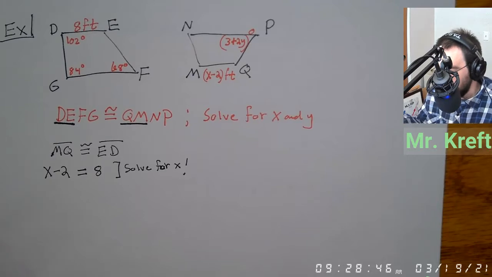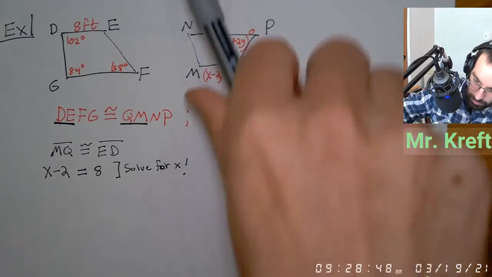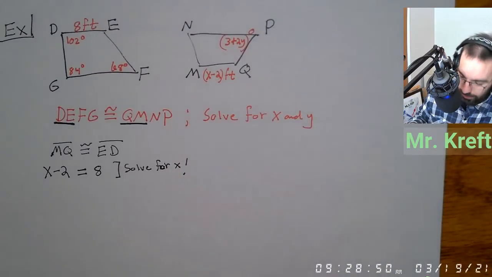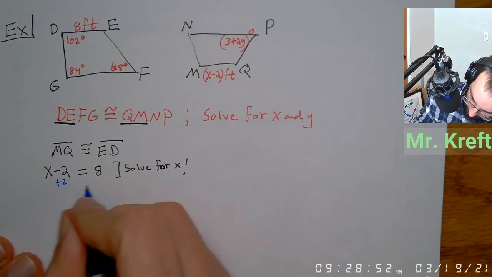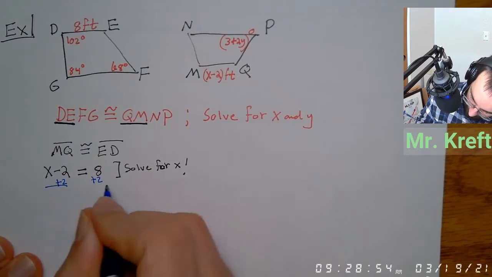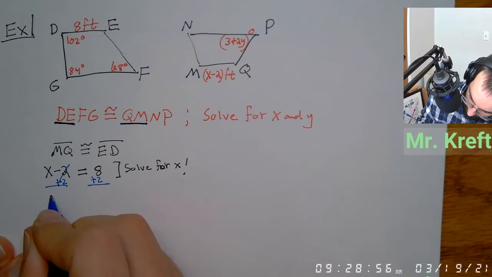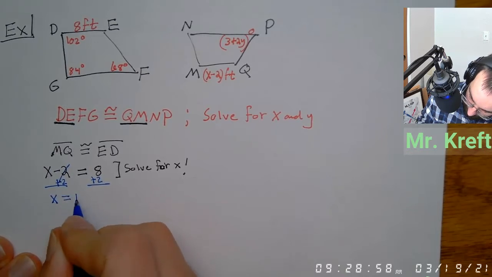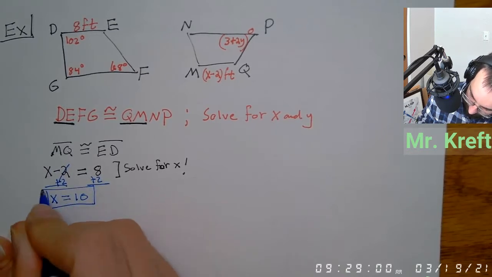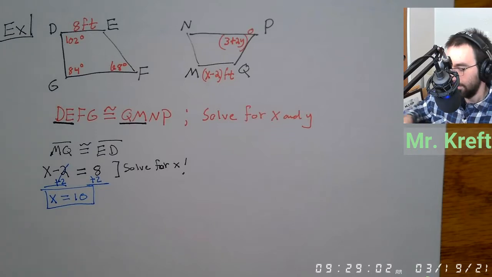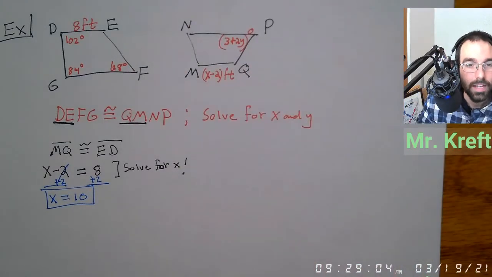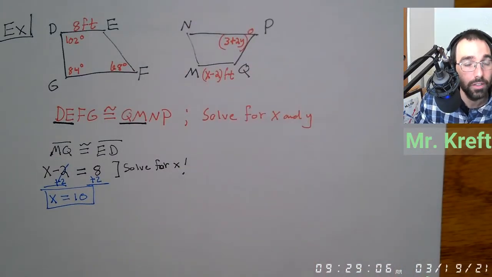Okay, so to solve this for x, right, I would add 2 to both sides. So I get x equals 10. Neat. Okay, so that's just an example of using a congruence statement, right, to help us identify key parts and solve.